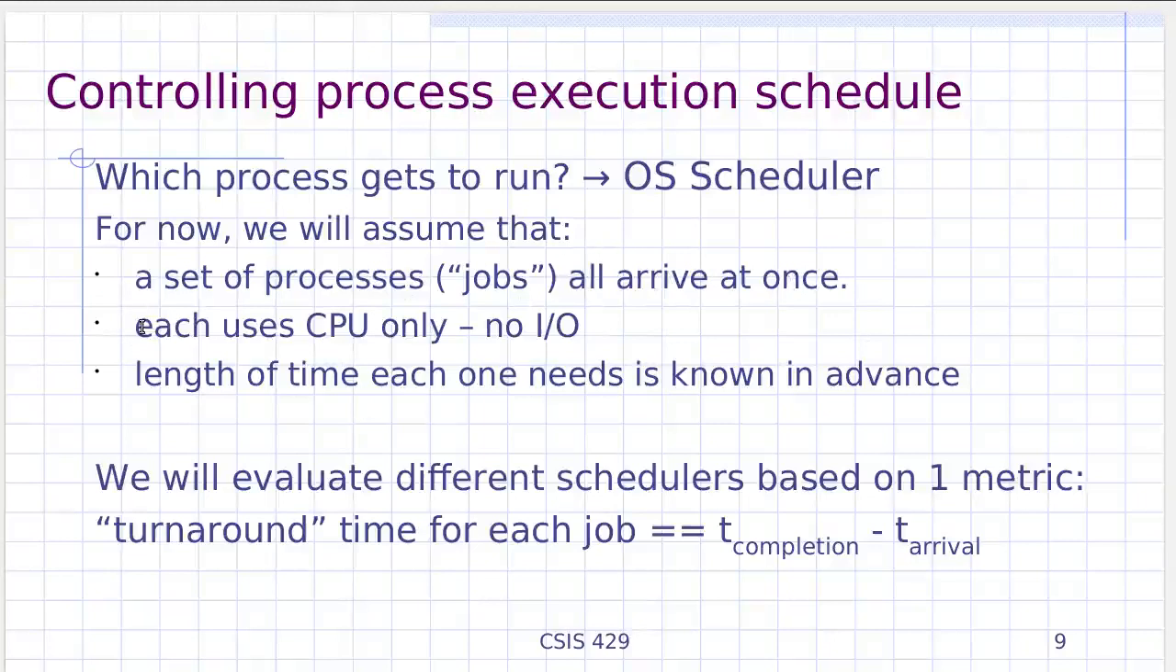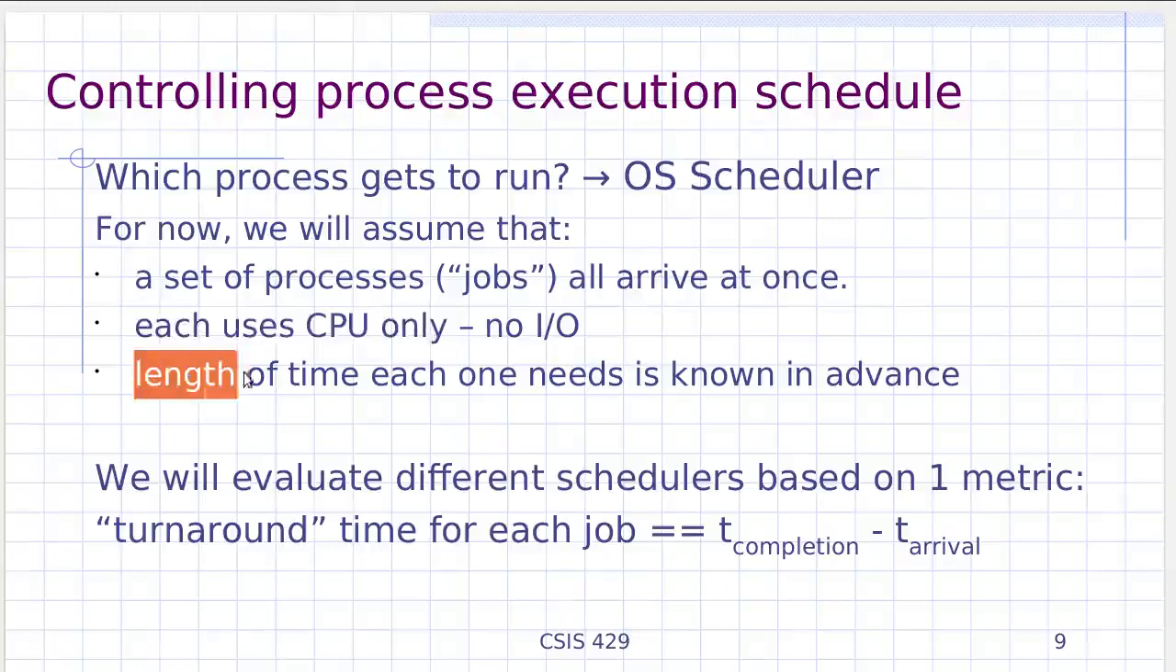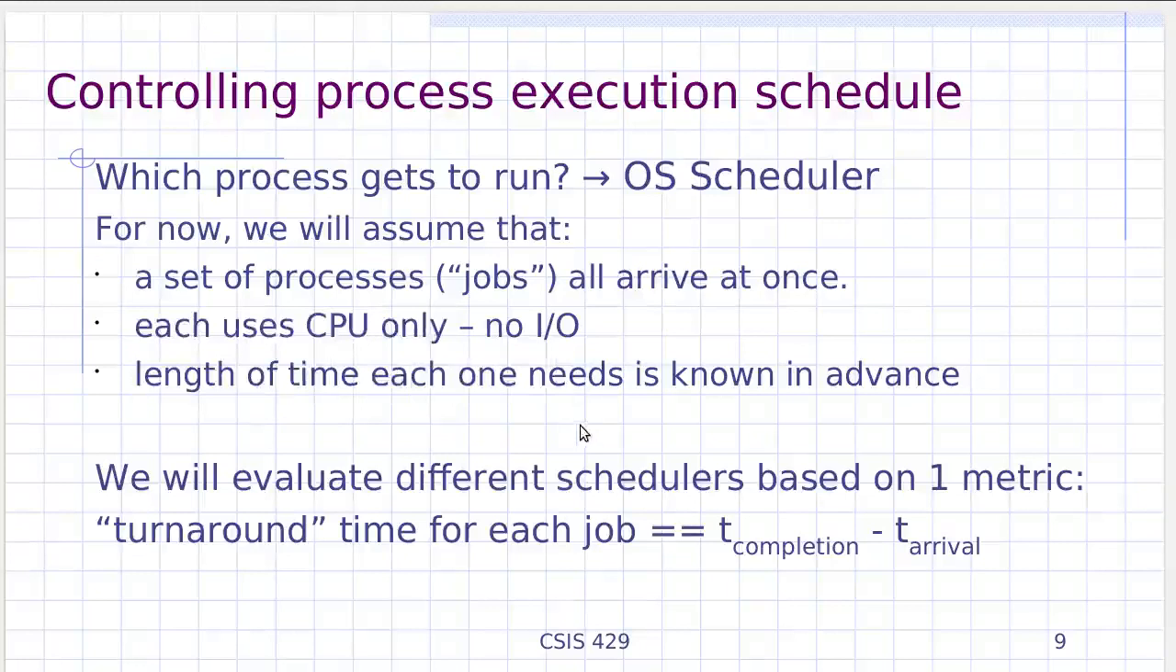Then we'll say that each process only uses CPU time and does no I/O. That's also unrealistic, but let's keep things simple and say each process is only doing some number crunching, no I/O at all. And this is probably the most severe assumption: that we know how long each process will run for. Of course you know that's not true, but let's say we have these three assumptions, and later on we'll relax all of them.